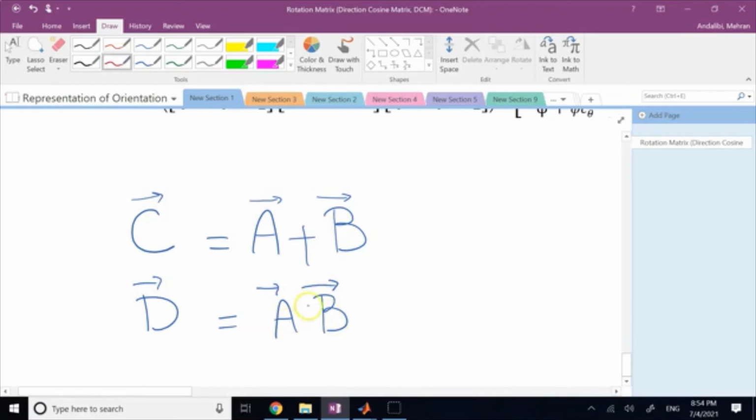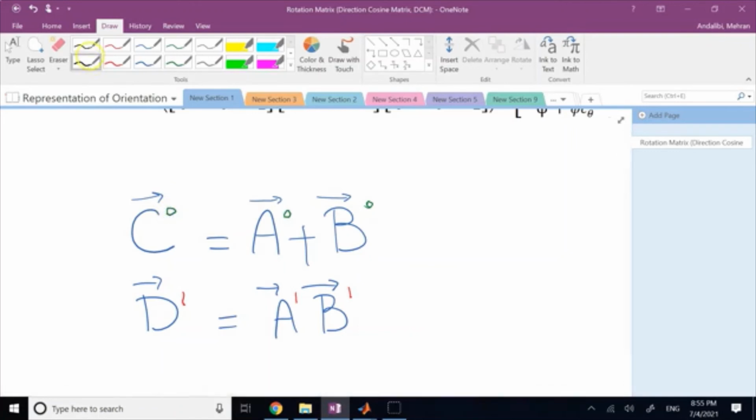You are writing these vectors along the axis of which frame, right? Every vector is determined when you decompose it along the axis of some frame. If I'm writing this about frame 1, on the frame 1 axis, this also has to be on the same frame, and the result is also going to be along the axis of that frame. If here I decide to write B on the axis of frame 0, then A also has to be on frame 0, and the result is going to be on frame 0.